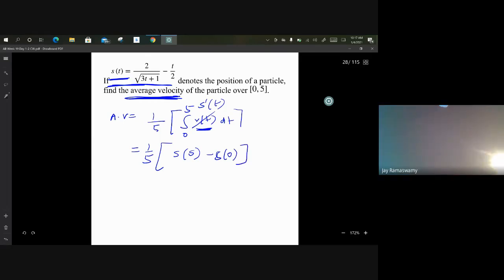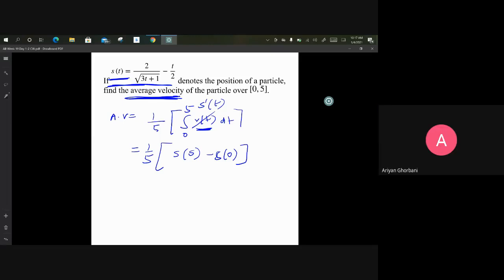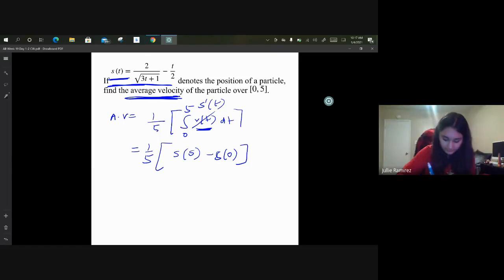Stop, everybody. Is there any integration involved? No. Are we just plugging in S of 5 and S of 0? Yes. Are more students getting comfortable with this? Sort of. Yes.